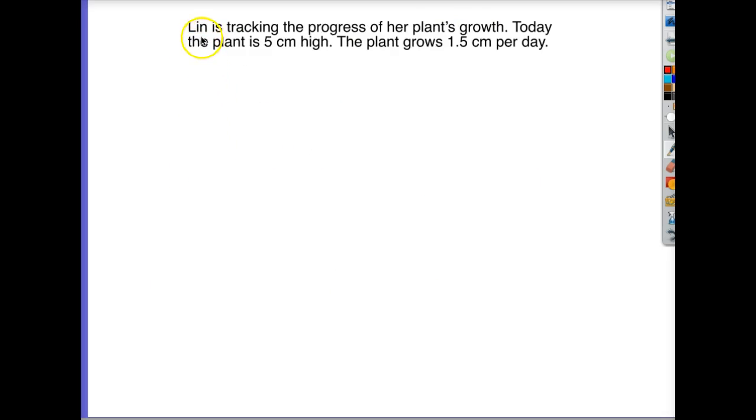All right, I'm going to go a little faster through this one. So first, let's read. Lynn is tracking the progress of her plant's growth. Today, the plant is 5 centimeters high. The plant grows 1.5 centimeters per day. So let's declare the variables. Height is what we're going to be looking for. We want the total height. So let's make that the variable.